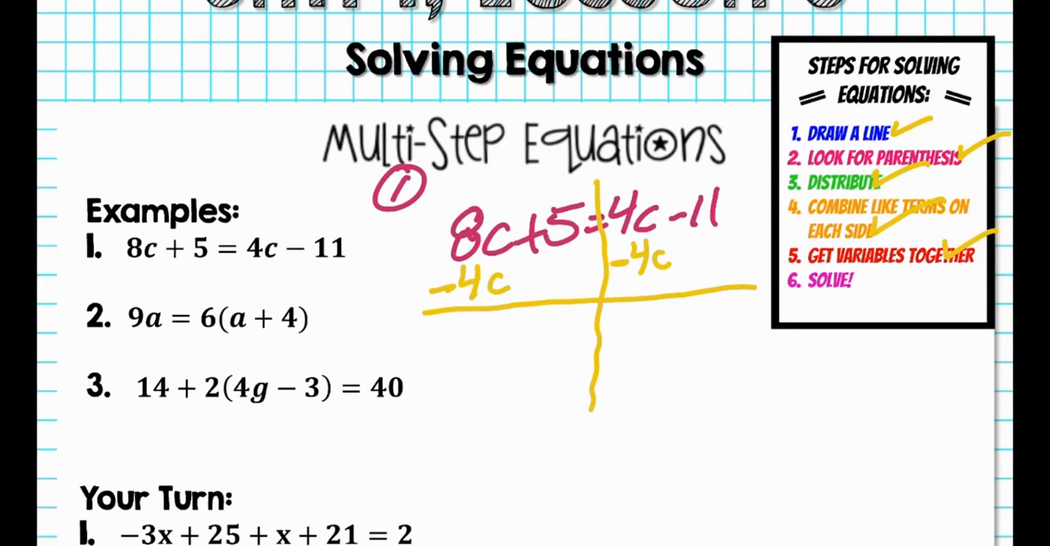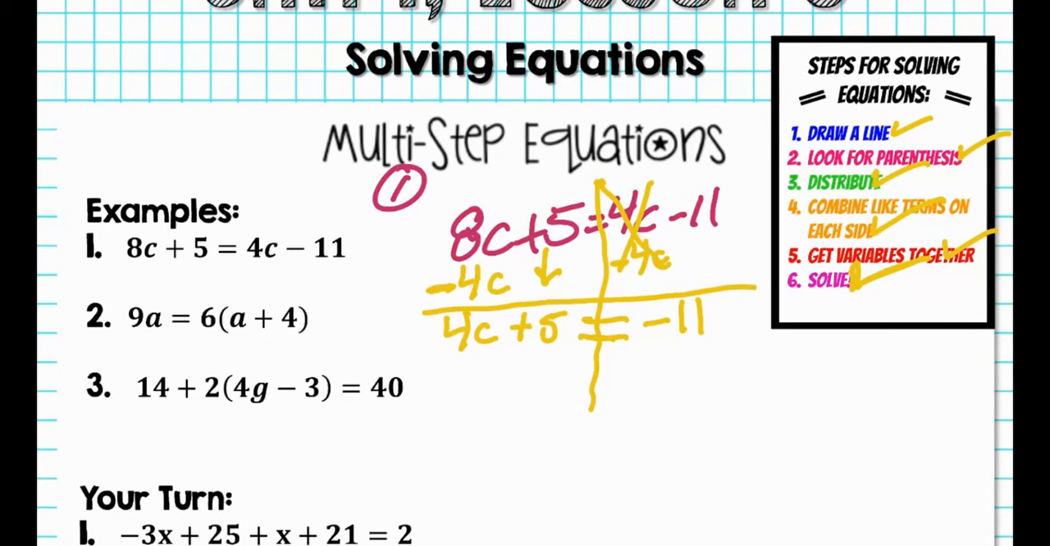Remember, we can only combine like terms. So on this side, when I have 4c's and I subtract 4c's, that leaves me with no c's on that side. That's what I wanted. Now all I have left on this side is negative 11, so I'm going to bring it down. Over here now I have 8c's subtract 4c's. That leaves me with 4c's. And I still have this positive 5. I'm going to bring it down. Okay, good. So now we have our variables together. The last step is solve. Now this equation that we're left with, when we get to step number 6, you're at a 1 or 2 step equation, what we practiced last week.